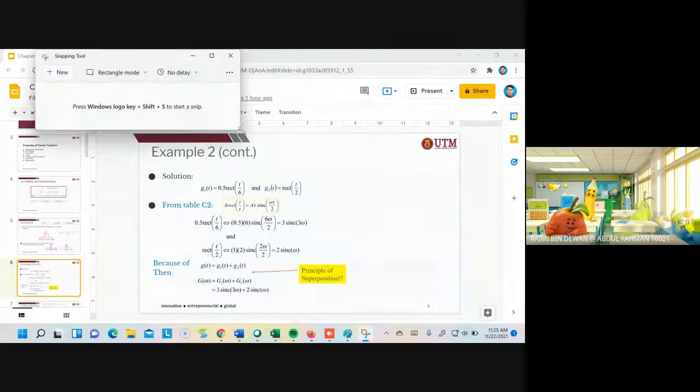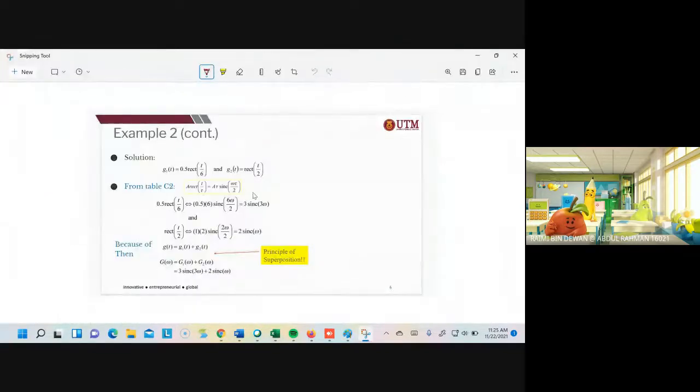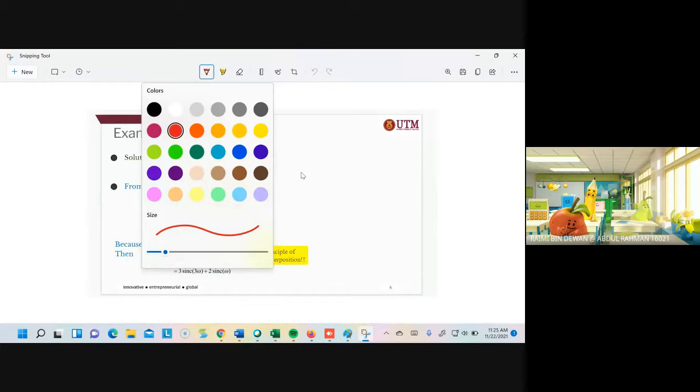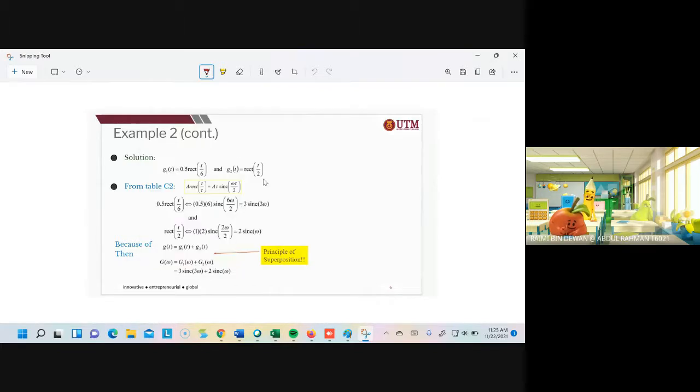Can you guys respond in Google Chat, why do I say this one is wrong? Why do I say this equation is wrong? Can you respond in Google Chat?